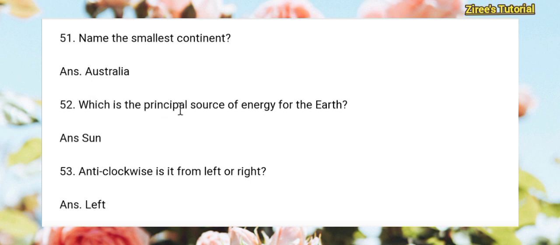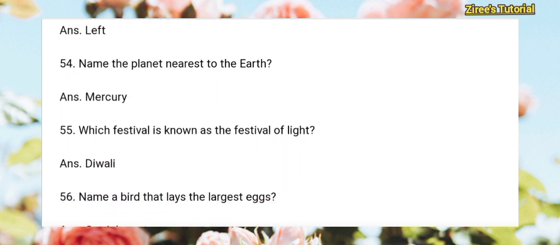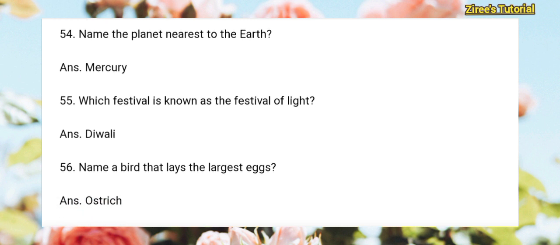Which is the principal source of energy for the earth? The ultimate source of energy for the earth is the sun. Anti-clockwise is it from left or right? Answer is from left. Next question. Name the planet nearest to the earth. Mercury. Which festival is known as the Festival of Light? Answer: Diwali.